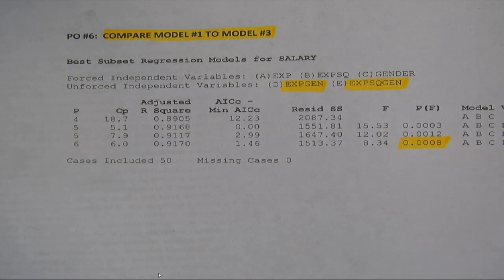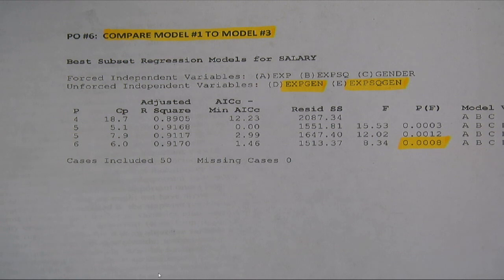You're comparing model number 1 to model number 3. It's a partial f-test. Look at the top part of the printout. The terms in the unforced row should be your 2 interaction terms. I highlighted them there. Of course, you're not doing any highlighting, right? This is just to help you for this review. And the terms above it are the terms in model number 3. And then the p-value at the bottom is the one you want.